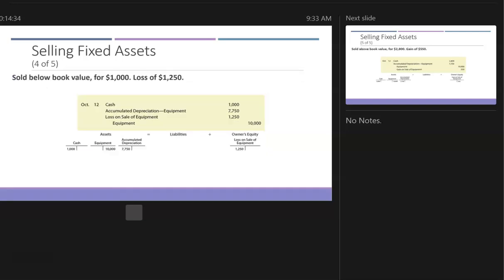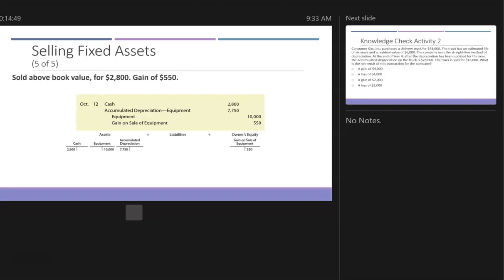or loss. But what if we only sold it for $1,000? Do you see in that case there's going to be a loss of $1,250? And if we sold it for $2,800, we would show a gain here of $550. In this case, guys, remember our debits must equal our credits.